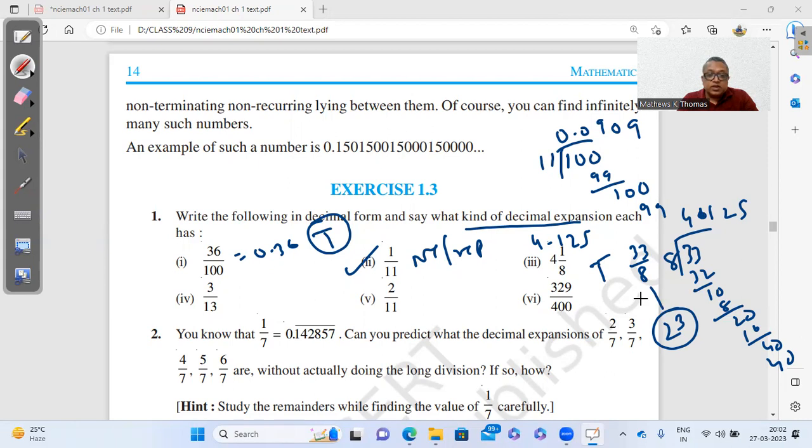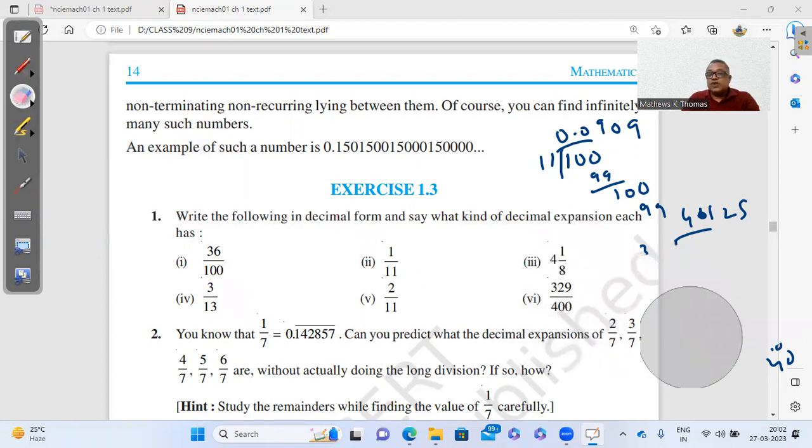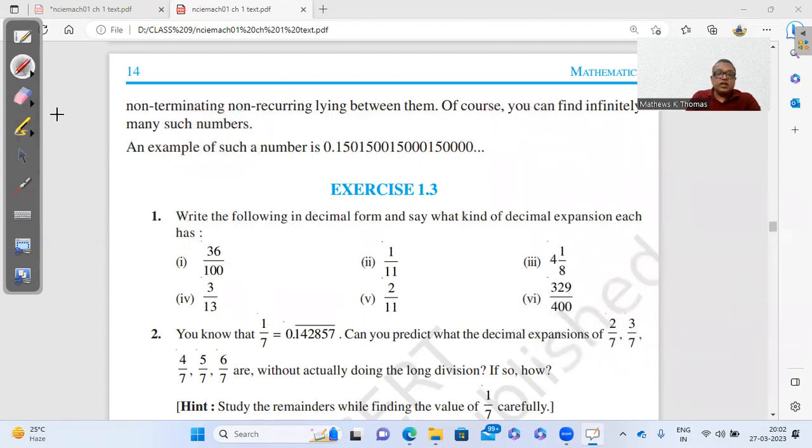Then we go to the next one, that is 3 by 13. Now, when I'm going to divide 3 by 13, the denominator 13 is neither a factor of 2 nor of 5. So it's obviously again non-terminating repeating. So I'm going to divide 3 by 13. So what will happen? 13 2s are 26. I'm going to get 40. 13 3s are 39. I'm going to get 1 and put 0 here.